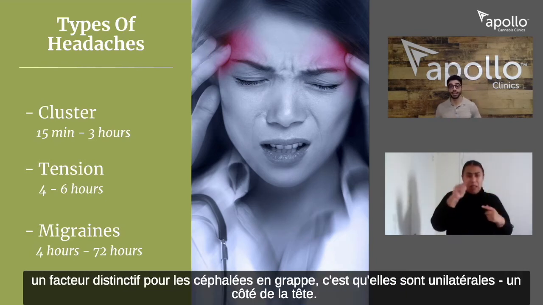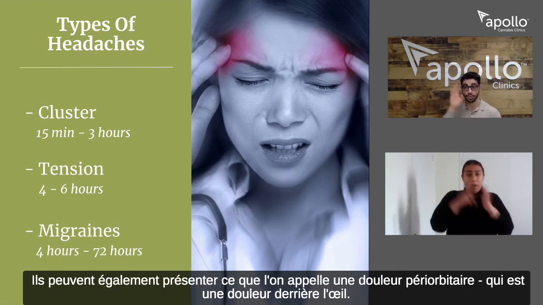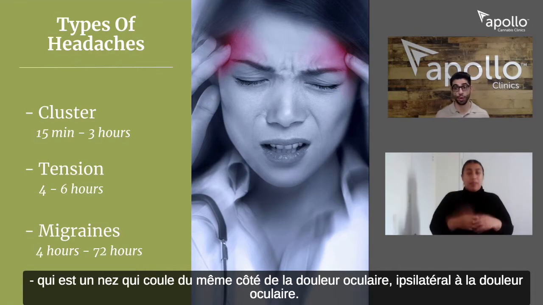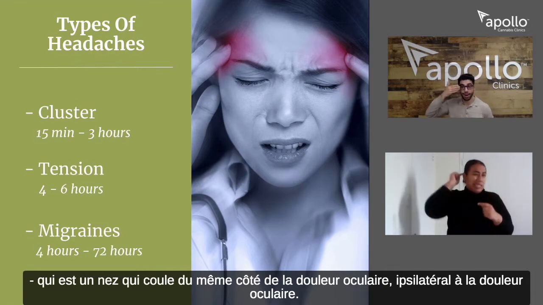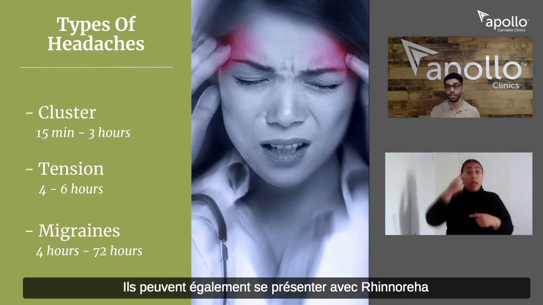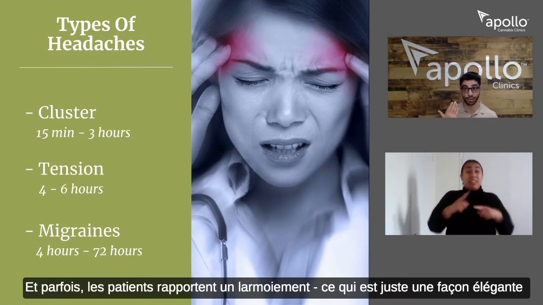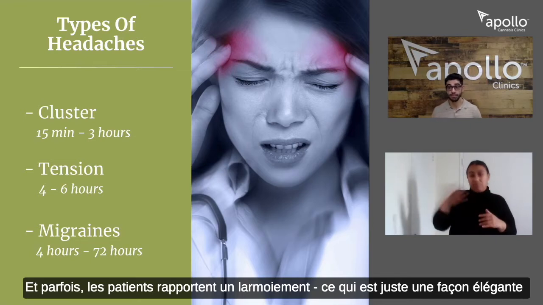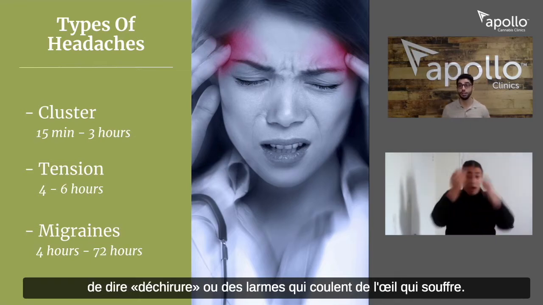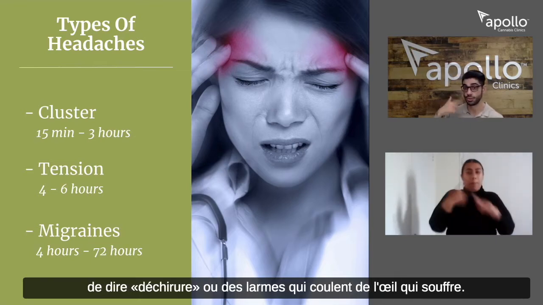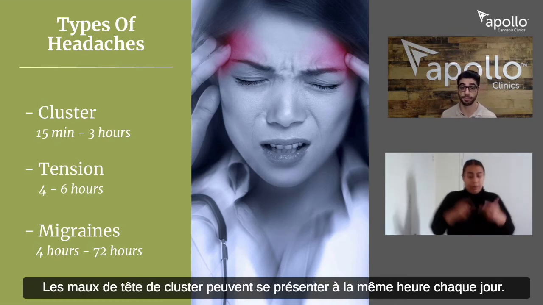One distinguishing factor about cluster headaches is that they are unilateral, only on one side of the head. They also come with what's called periorbital pain, which is pain behind the eye. There also can be something called rhinorrhea involved, which is a runny nose on the same side, ipsilateral to the eye pain. And sometimes patients even report lacrimation, which is just a fancy way of saying tears that run from the eye that is in pain.